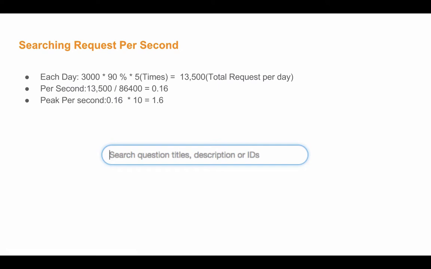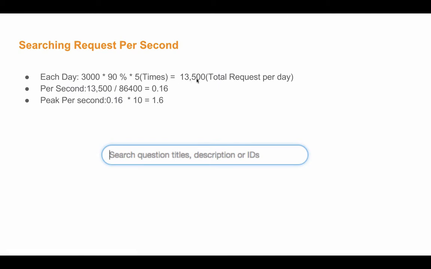Let's say for each day we have 3,000 people using our product, and we assume 90% of them will use the search function, and 10% probably just go to our website and leave right away. So 3,000 times 90% is the number of people who do the search, and we assume each person will do 5 searches per day. After we calculate all of this, 13,500 will be the total requests per day.